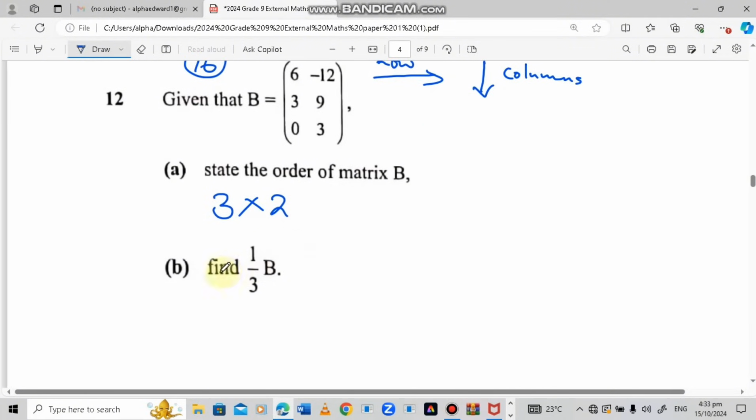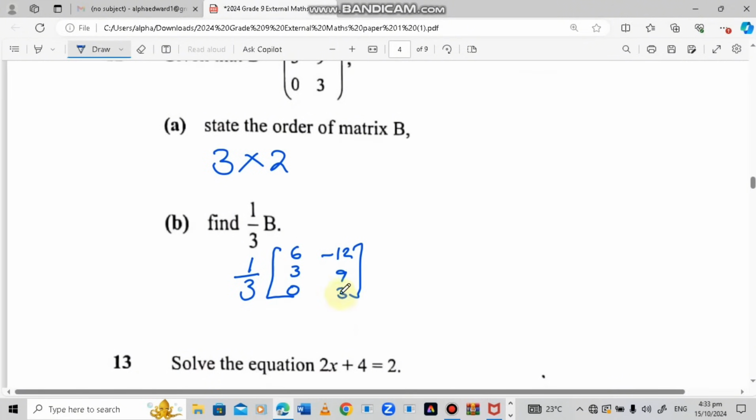Then B, they are saying find 1/3 of B. 1 over 3 times B. So in other words, we are going to write 1 over 3. Then the matrix, you are multiplying this 1 over 3 by this matrix here. So we have 6, 3, and 0. Then negative 12, 9, then 3. Like this.